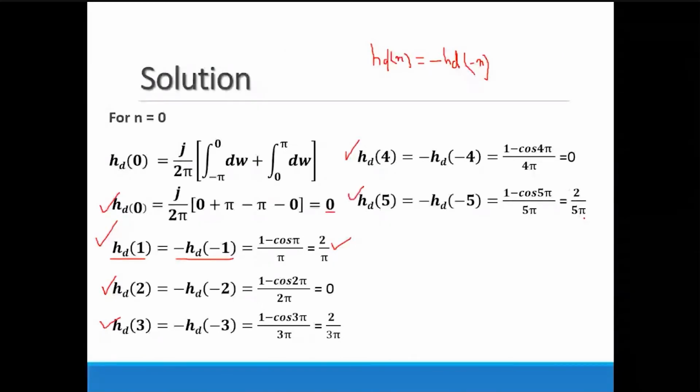So total 11 values we have calculated, as our m value is given 11 over here. So you are getting values from minus 5 to plus 5.